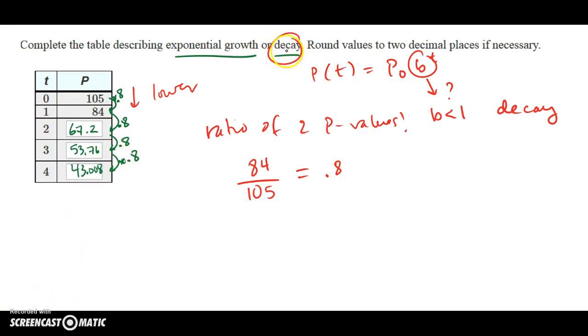So again, this was a decay since the values were going down. And how did we find that decay factor? We took this next one and divided it by the previous one. If I take any of these two, if I take 43.008 and divide it by 53.76, I would expect it to be 0.8.